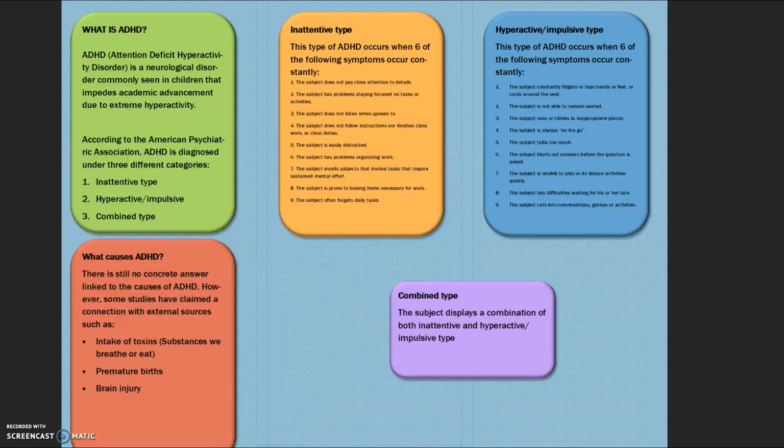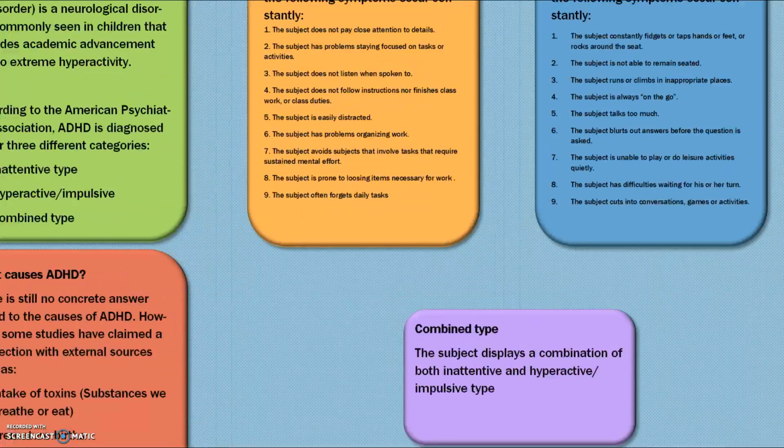Okay, moving on. So what is ADHD? ADHD is an acronym for Attention Deficit Hyperactivity Disorder. It's a neurological disorder commonly seen in children that impedes academic advancement due to hyperactivity or inattentiveness. Okay, so ADHD can be diagnosed into two different types or a combination of these two types, which is known as a combined type.